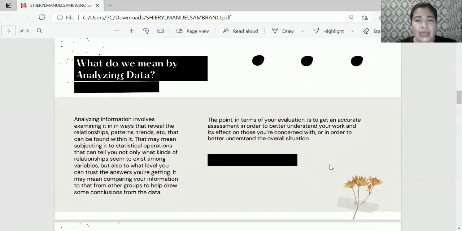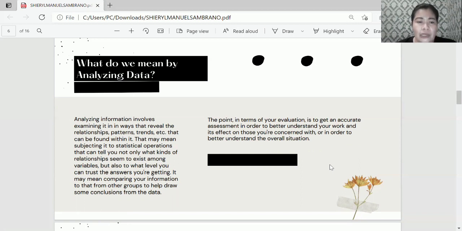Next one is, what do we mean by analyzing data? Analyzing information involves examining it in ways that reveal the relationships, patterns, trends that can be found within it. That may mean subjecting it to statistical operations that can tell you not only what kinds of relationships seem to exist among variables, but also to what level you can trust the answers you're getting.